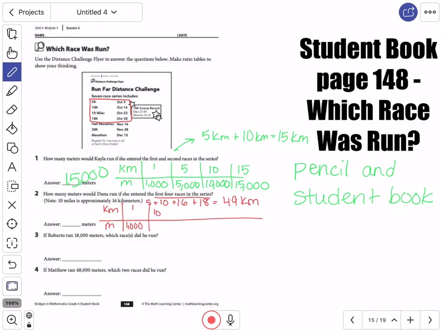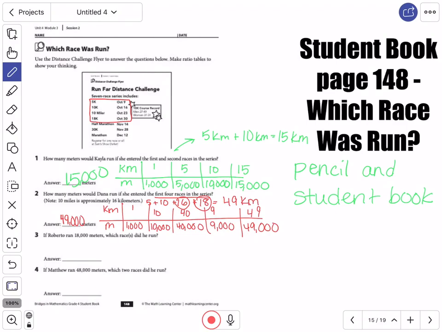And again, I know that 1 is 1,000, which means that 10 would be 10,000. 40 would be 40,000. 9 would be 9,000. And 49 would be 49,000. 16 would be 16,000. 18 would be 18,000. I know I didn't put those two on there, okay? But our answer is, and I know it's very hard to fit it on there for me, 49,000 meters. All right, number 3.